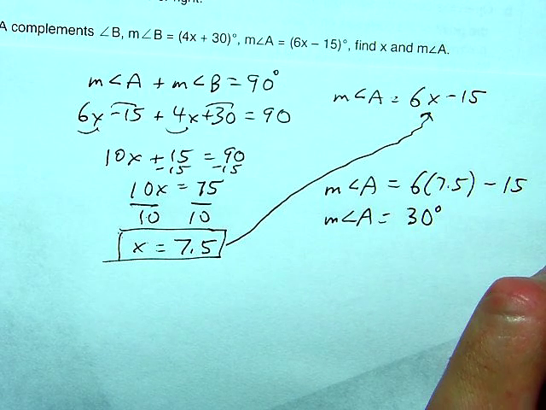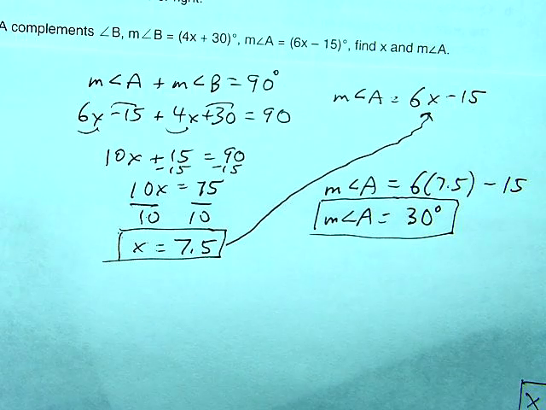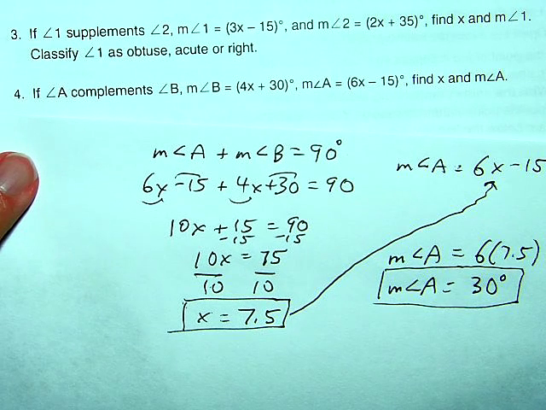And this is an acute angle, obviously. And actually, I realized I didn't classify the first angle in problem 3, but it was 81 degrees, so it was also acute. We will continue these problems in the next video.